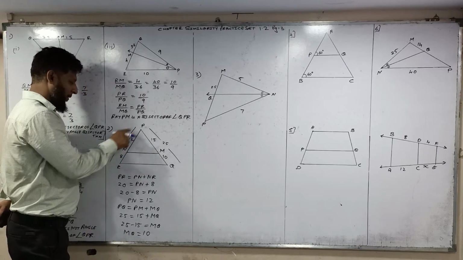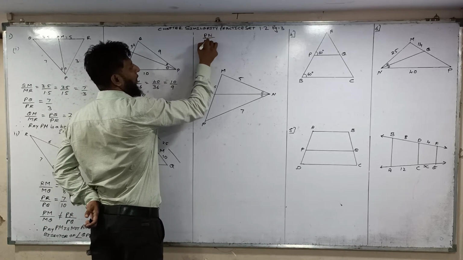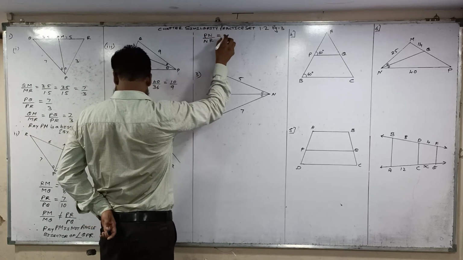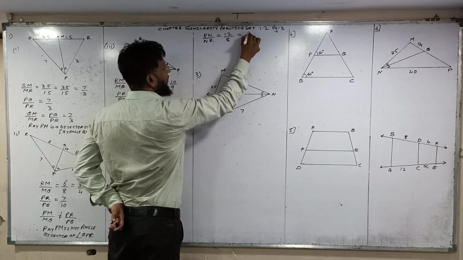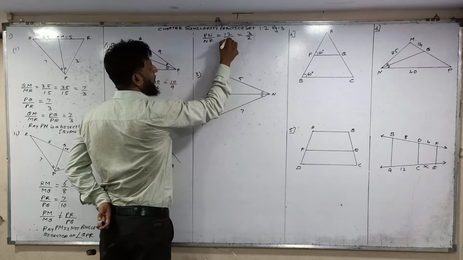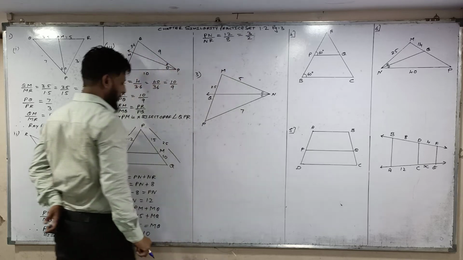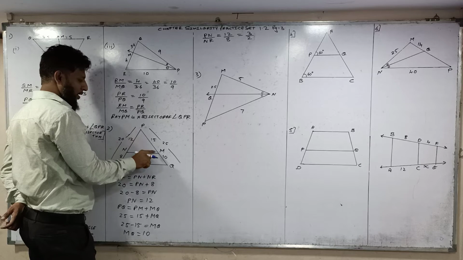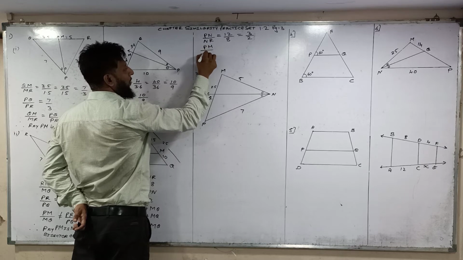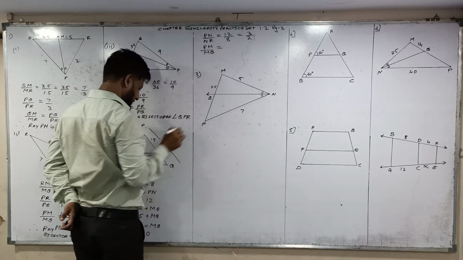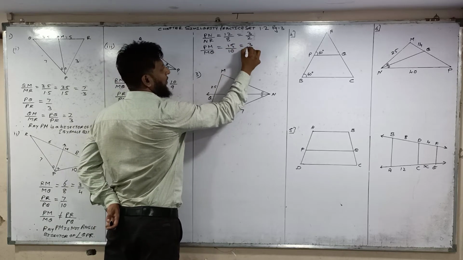So you have to see the proportion PN upon NR. PN is 12, NR is 8. 4 threes are 12, 4 twos are 8, so 3 upon 2 is the proportion of PN upon NR. Now check the proportion of PM upon MQ. PM is equal to 15, MQ is equal to 10. So 5 threes are 15, 5 twos are 10.